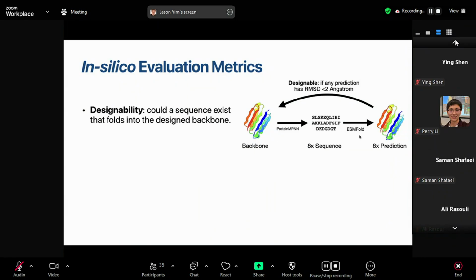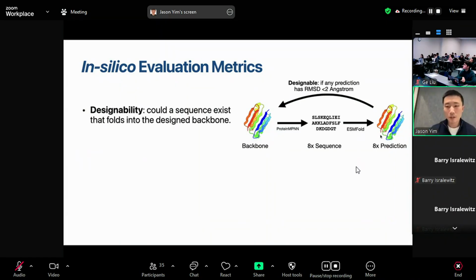And then we're going to use a folding network. Here we use ESMFold. You can always also use AlphaFold to generate a prediction for every single sequence. Then you can take every one of these predictions and test how well it matches your original backbone. It's like this information bottleneck: you want to see if ESMFold or AlphaFold can predict what your original structure was. The intuition is that you're trying to find a sequence that ESMFold or AlphaFold will like, that could recapitulate what your original backbone was.